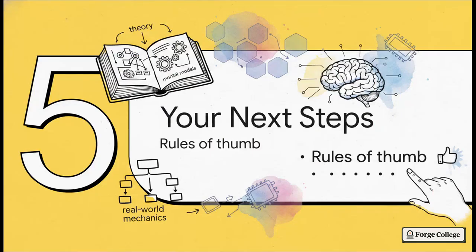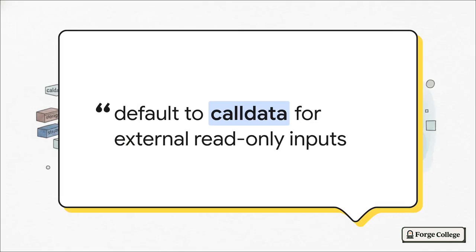Let's wrap this up with Section 5, your next steps. So, the crucial point is this. If you only remember one thing from today, make it this quote. Default to calldata for external read-only inputs, use memory for temporary manipulations, and use storage for immutable, alias to persistent state. Seriously, internalizing that one sentence is going to save you countless headaches and a whole lot of gas fees as you grow as an intermediate Solidity developer.